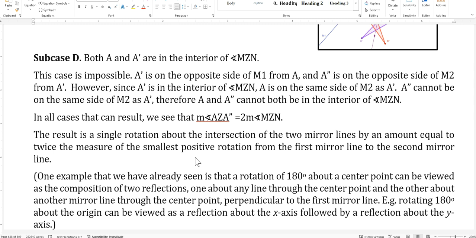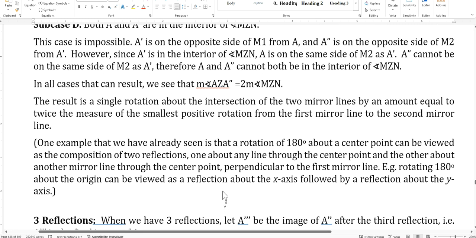This generalizes that result so that anytime you have two intersecting lines and you reflect about both of those, then you end up with the equivalent of one single rotation about the center, being the intersection of the two lines, and the angle being twice the angle between the two. We'll look at three reflections a little bit later.